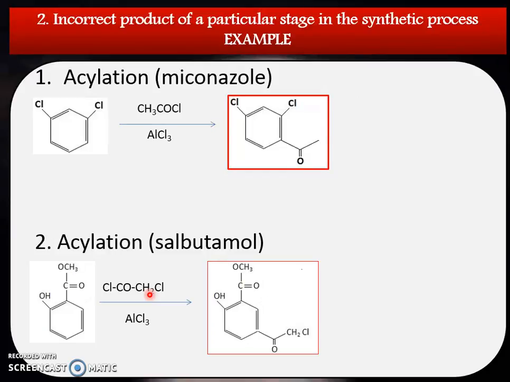This is also an example of an incorrect product of a particular stage in the synthetic process, where in this reaction, your desired product can be yielded, but also a second product which we don't want. This can also be considered an impurity.